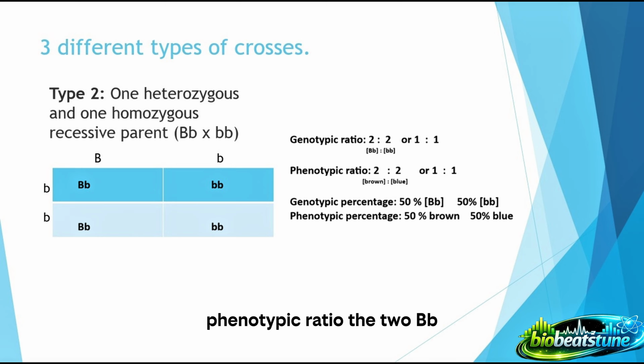The two capital B lowercase b kids will have brown eyes. The two lowercase b kids will have blue eyes. That gives us a clean 1:1 phenotypic ratio, a perfect 50-50 split between brown and blue.